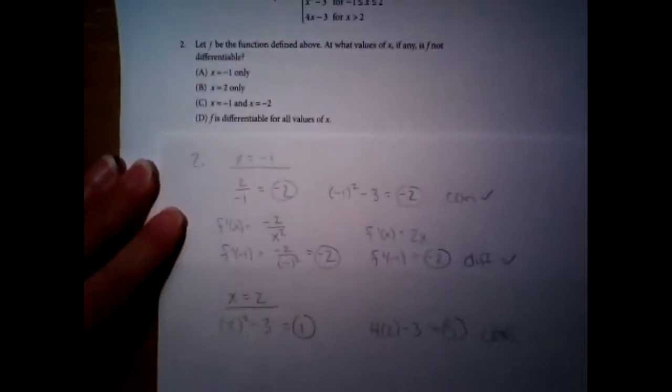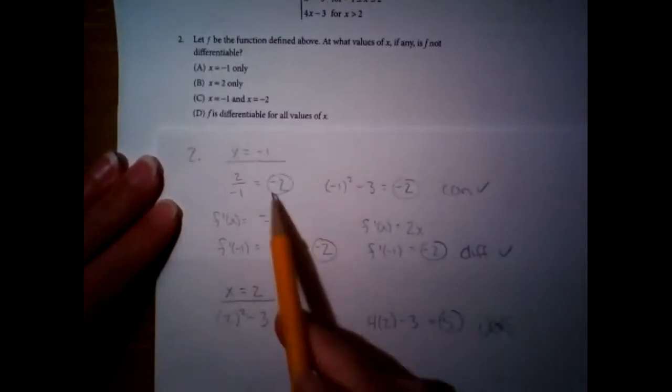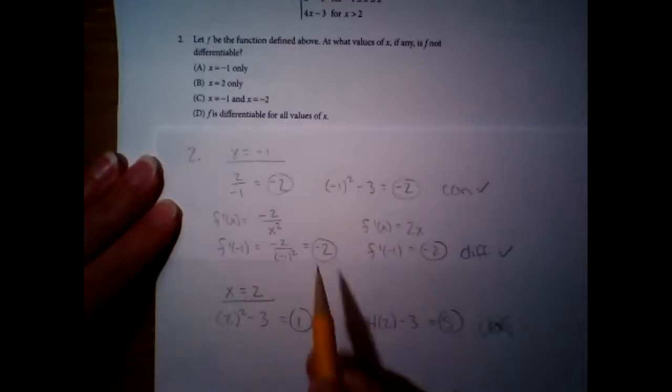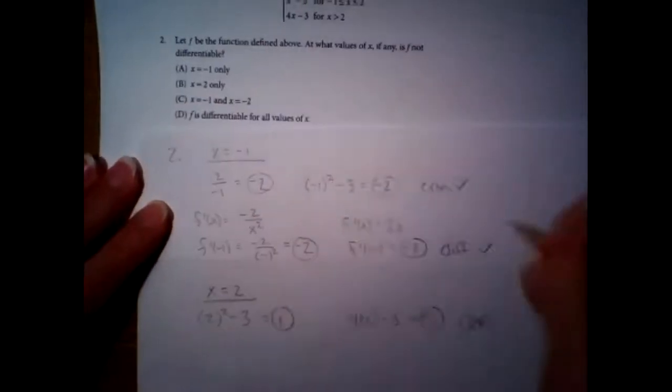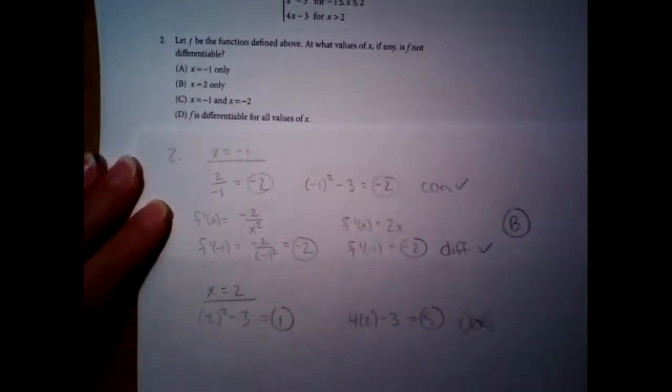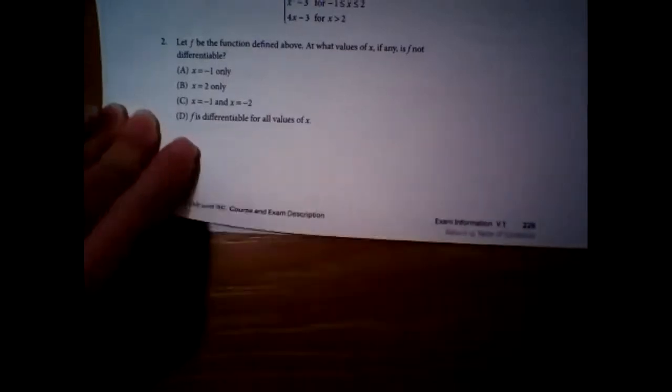And so how did they word this? It says, at what values, if any, is f not differentiable? Well, we found it was differentiable at -1, but it's not differentiable at 2. So B is our answer for that. And again, I wanted you to put an answer for everything. If you didn't really understand that question, but you still put B, give yourself a point. You still get it, even if you guessed it right, because no one's going to know.